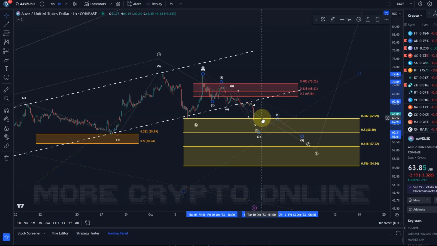You can always interpret that differently because we're dealing here with an ending diagonal at best. If we have ending diagonals, we just need to be very much on the lookout for a change in structure, because they consist of corrective subwave structures, okay?